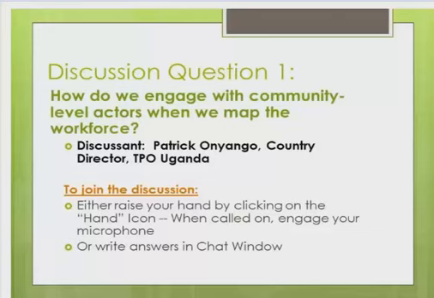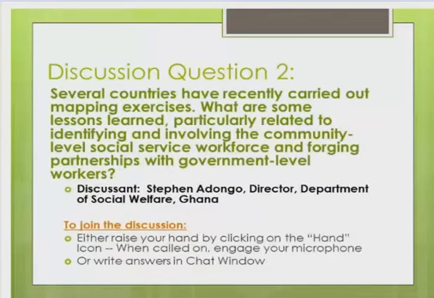Okay, thank you, Manolo. We're getting some responses written in the chat room, and we realize that the second question is somewhat related. We had a second discussion question, which said basically that several countries have recently carried out mapping exercises. What are some lessons learned, particularly related to identifying and involving the community-level social service workforce and forging partnerships with government-level workers? And I should just add that we're using community-level social service workforce as a label, even though it may not be exactly the right label to use. We're still struggling with it, because there's a whole bunch of labels that fit under that.